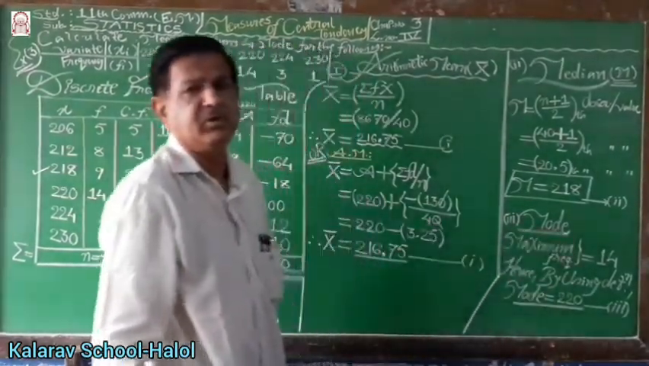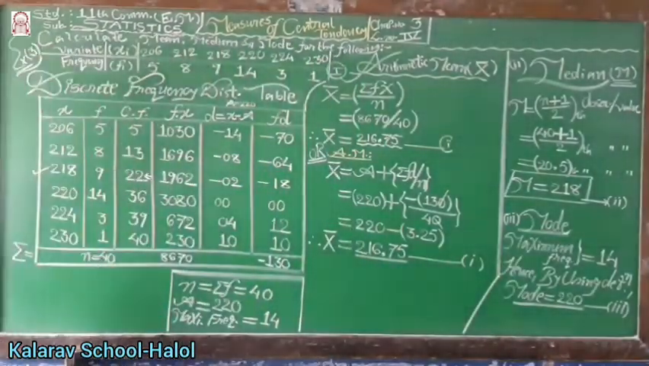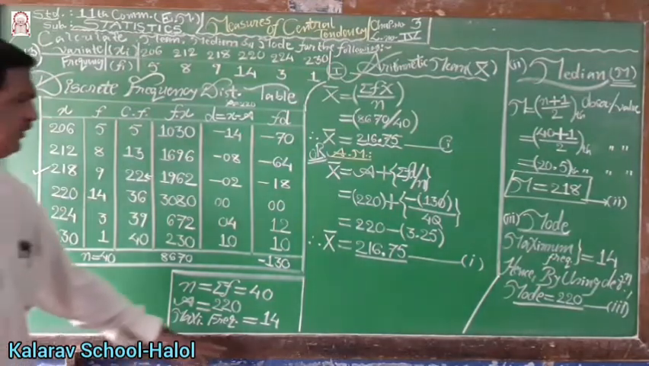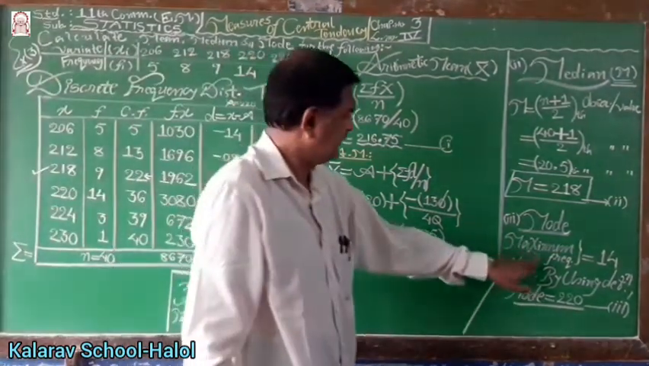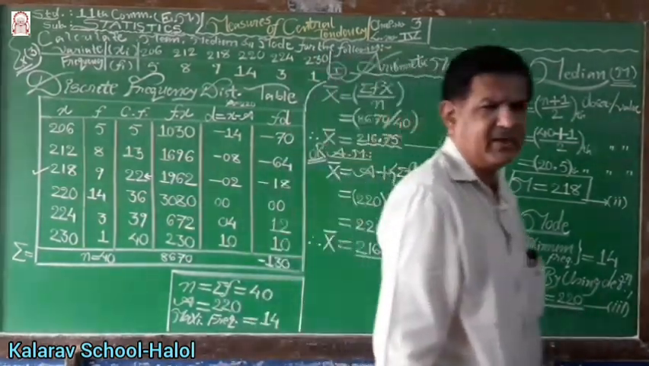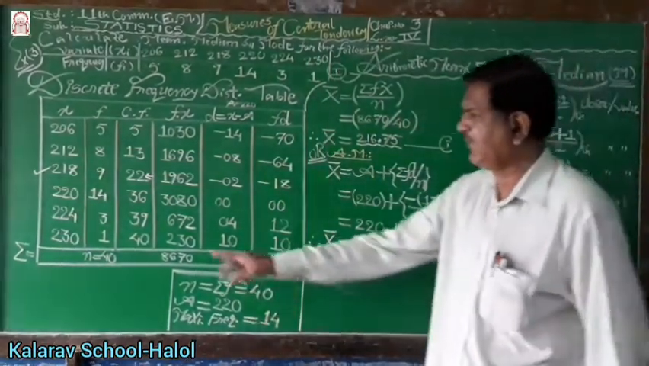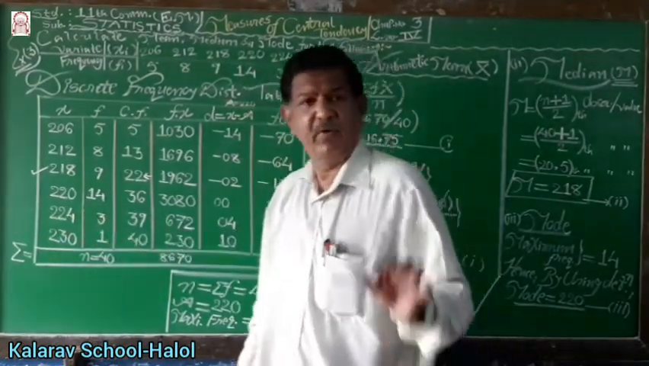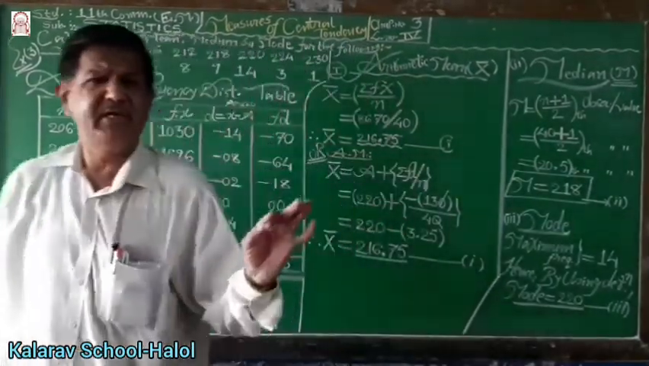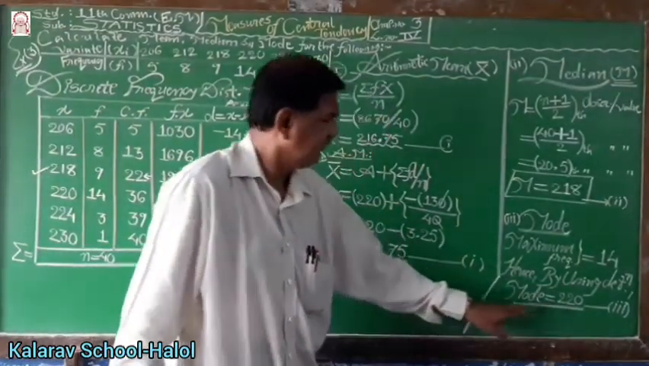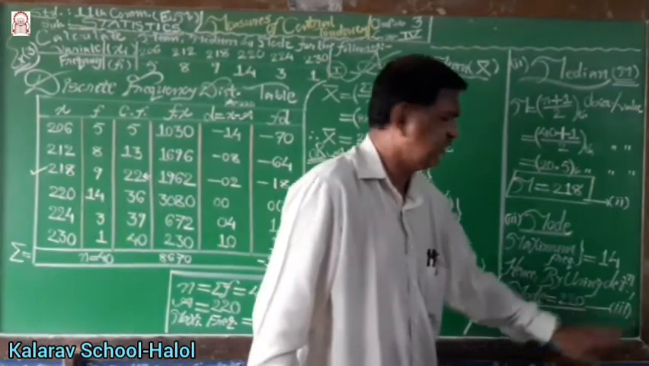Mode. The definition of mode is the value related to maximum frequency. Maximum frequency is 14. Hence, by using the definition, mode is 220. See, the maximum frequency value is 14 and the related value is 220. Therefore, mode by using the definition is equal to 220. Call this answer number 3.